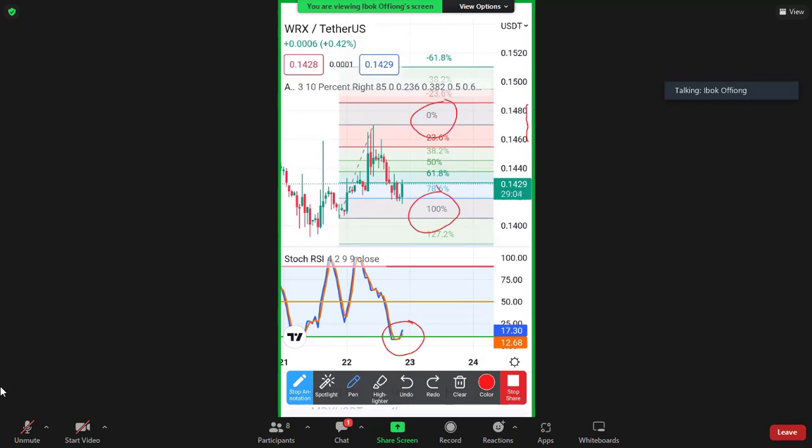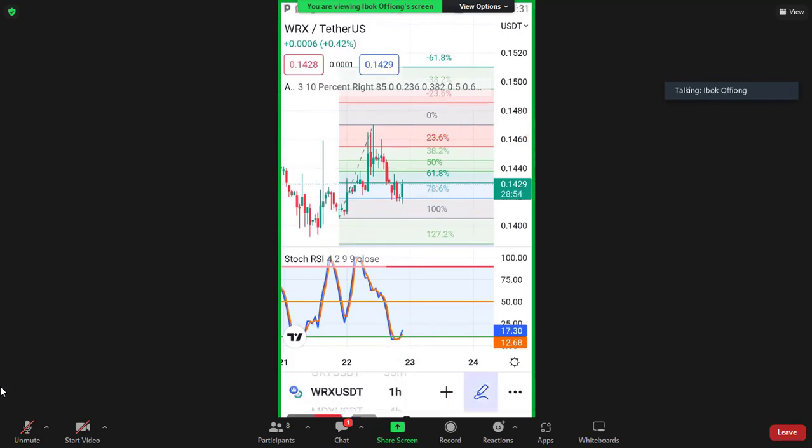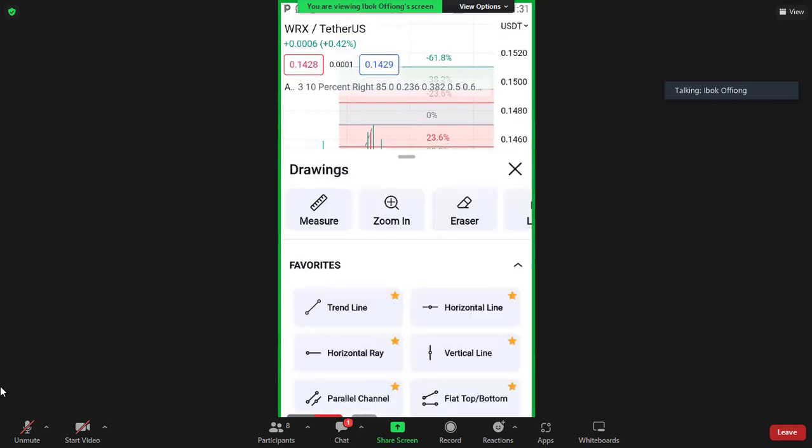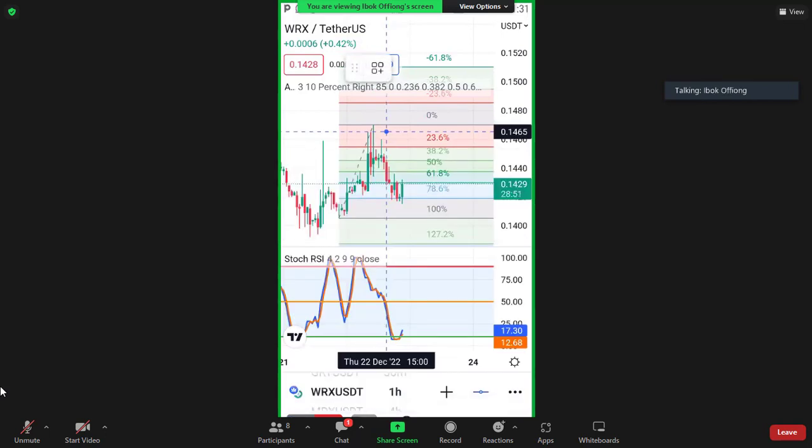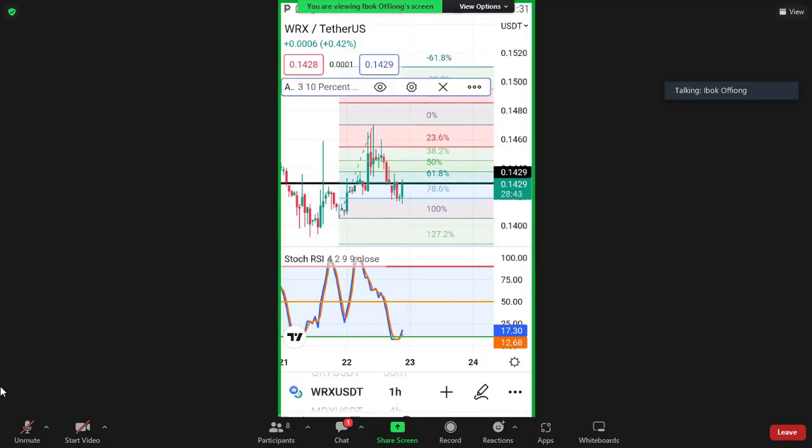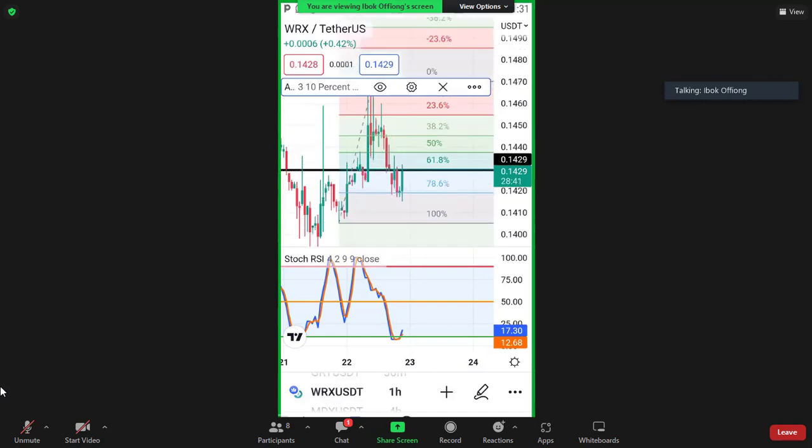The next thing I need to ensure is where the candle has touched. Has it touched the 61.8? Yes, you can see it has touched. So I can just pick my horizontal line to be on the safer side, to ensure that all the parameters have been met. You can see that is the 61.8% area. Yes, it has touched.